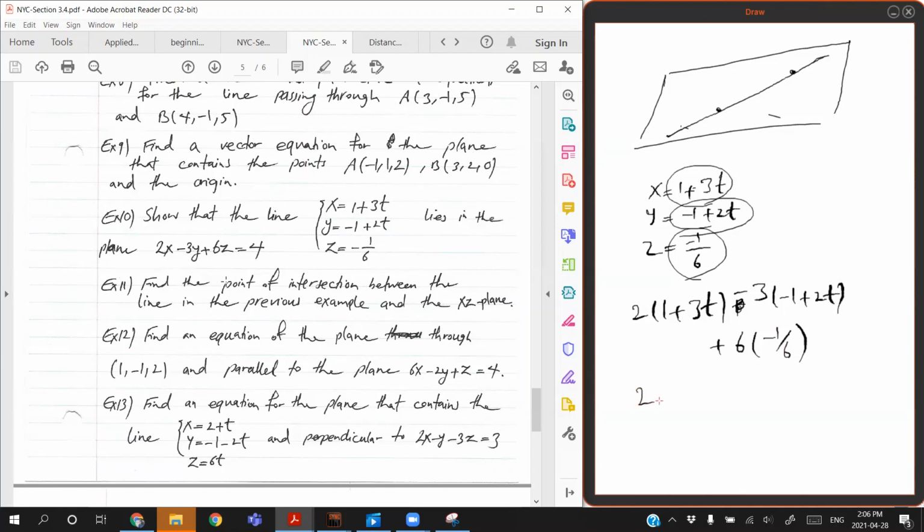That gives me 2 plus 6t plus 3 minus 6t plus minus 1 is, okay, this cancels this. I get 5 minus 1, 4. Check. If I got anything but 4, I would know that no, this is not the case. But now that I got 4, that means every point in the line also satisfies the equation of the plane.